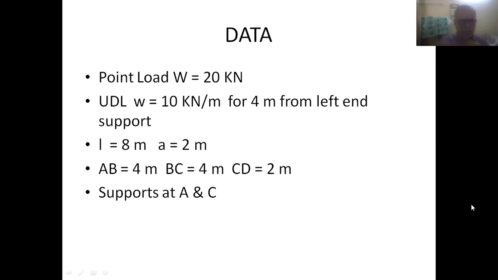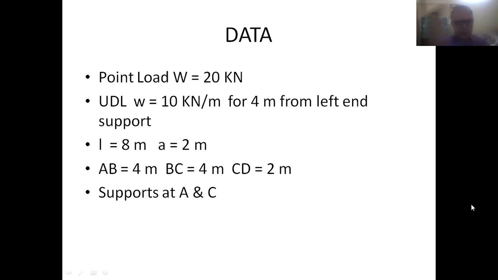Friends, this data is also given in the problem. Length of the beam is given as 8 meters, and the overhanging portion denoted by small a is given as 2 meters. Now it is split up into 3 portions, AB, BC and CD. So AB is given as 4 meters. So UDL is acting for a distance of AB, that is 4 meters. The BC is given as 4 meters, the distance between UDL and the second support. Again, CD is given as 2 meters, the distance between the second support and the point load at the right end of the beam. And also supports are provided at point A and point C. So we have seen all these things in the figure provided in the previous slide.